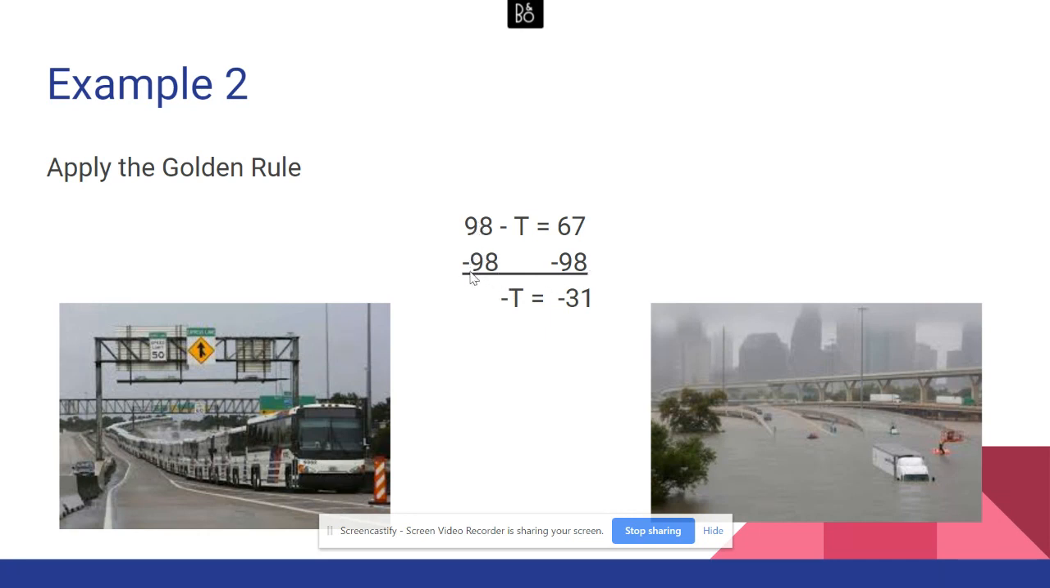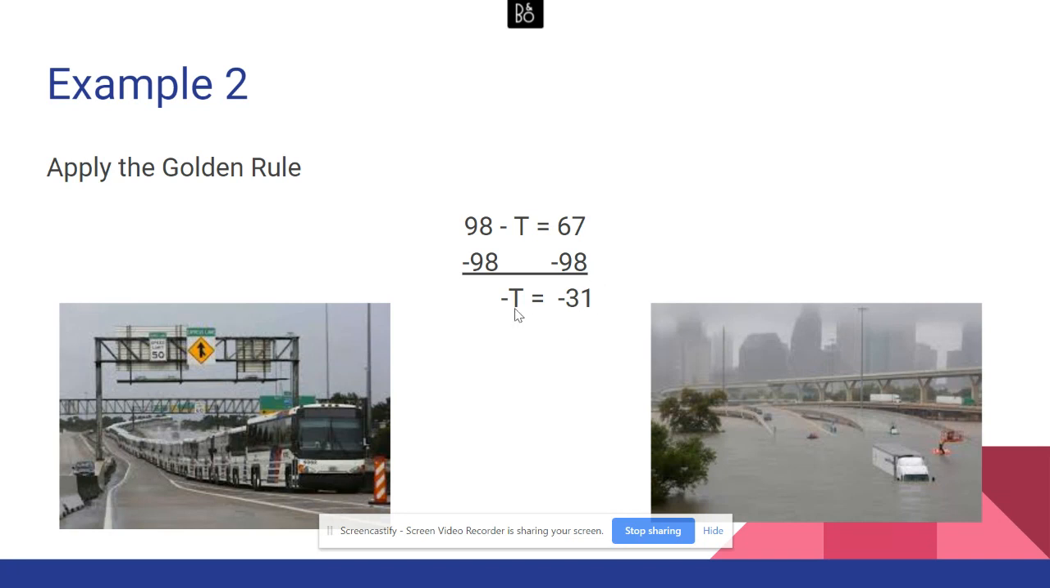98 minus 98 is 0. It cancels out. That's what we wanted to happen, because we're going to solve for or isolate the variable. Okay, and then we're going to bring down this minus t, bring down the equals. 67 minus 98, using your integer rules or your calculator, we get negative 31.